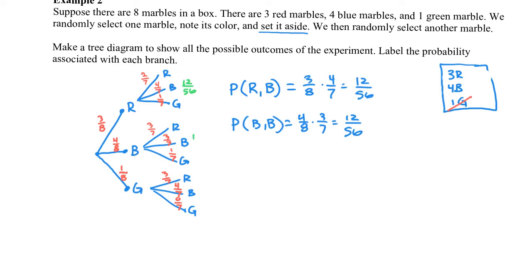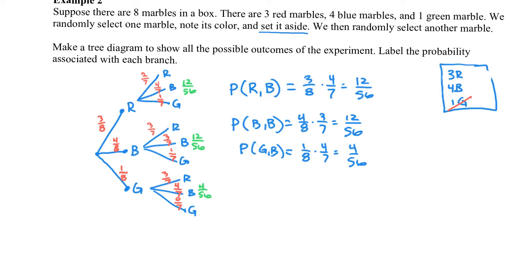And now I have to do another one just so we see it's not always 12 over 56. So let's do green and then blue. Green and then blue. The multiplication principle says we can just follow these branches. Green 1/8, then blue 4/7. So it's going to be 1/8 times 4/7, which is 4 over 56, which we can put here.